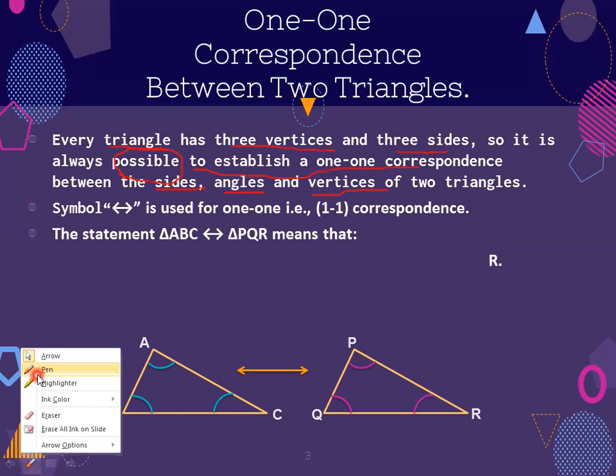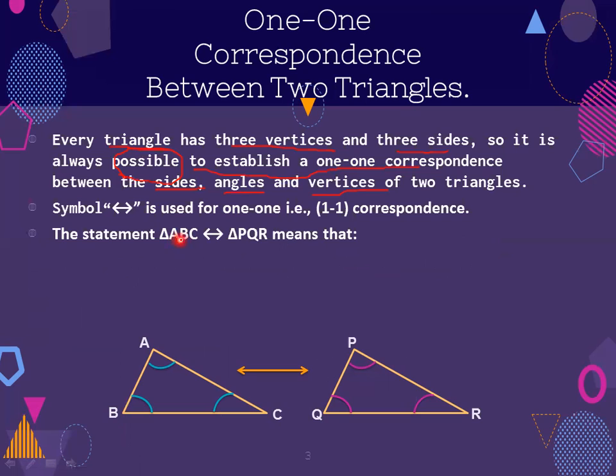Okay, now what is the statement here? Triangle ABC is corresponding to triangle PQR. Now what does it mean, Kate, if they are corresponding? The question is still in your mind: what does it mean that they are corresponding to each other?